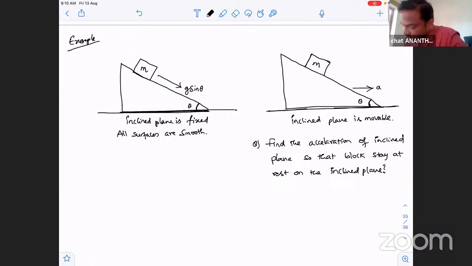You understood the question? You understood the difference between the left side diagram and the right side diagram? In the left side diagram the inclined plane is fixed. In the right side diagram the inclined plane is moving.